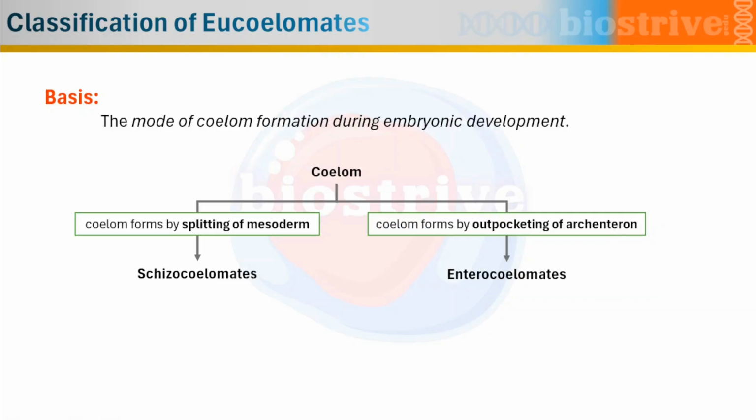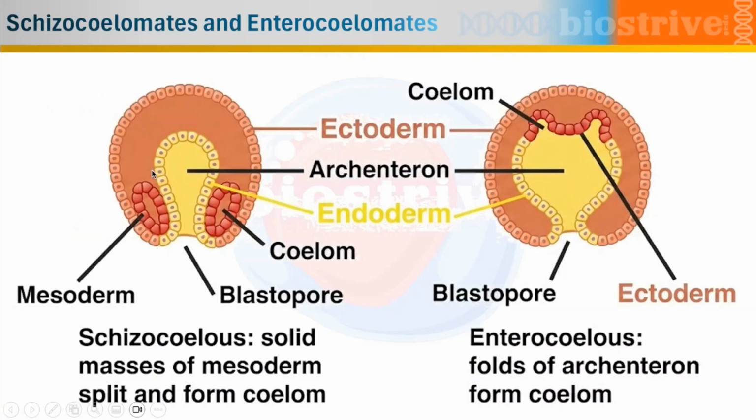And in such organisms where the coelom is formed by outpocketing of the archenteron, we call such organisms enterocoelomates, and the process itself enterocoele. As you can see in this diagram, there is splitting within the mesoderm, and this splitting is creating certain pouches, and these pouches will be forming the future coelom, and such a process is schizocoele, and the organism is a schizocoelomate.